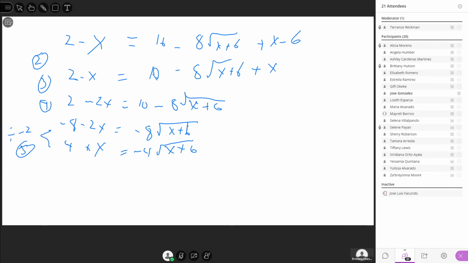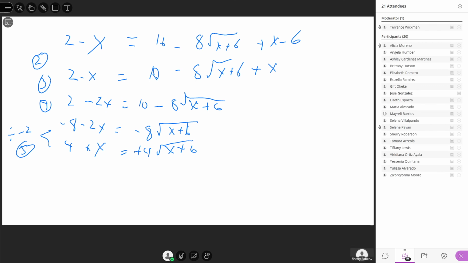A negative 4. No, it's a positive 4. Isn't a negative divided by a positive...? I'm not trying to confuse you. I'm just simply saying a negative 8 on the left divided by negative 2 gave you a positive 4. Why wouldn't it be a positive 4 on the right? It's the same. A negative divided by a negative is a positive. That's all I'm pointing out.